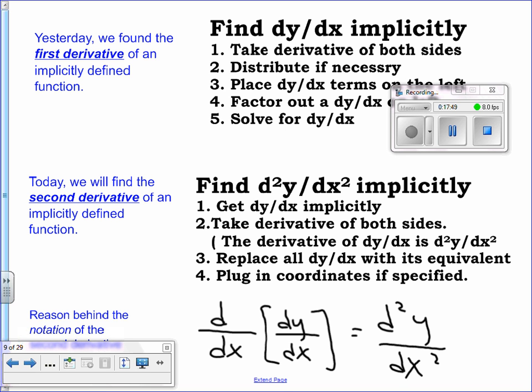Okay. Then once you get the derivative of the derivative, you might have a few dy/dx's in it. You just have to replace them. Just put in there whatever dy/dx equals. You'll know it because you will have already found the first derivative. And then if they say at a particular point, you have to plug in the coordinates. That's fun.